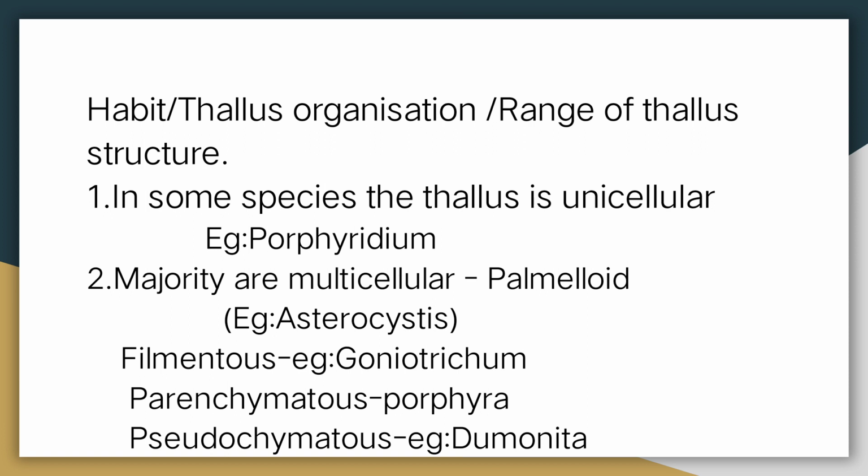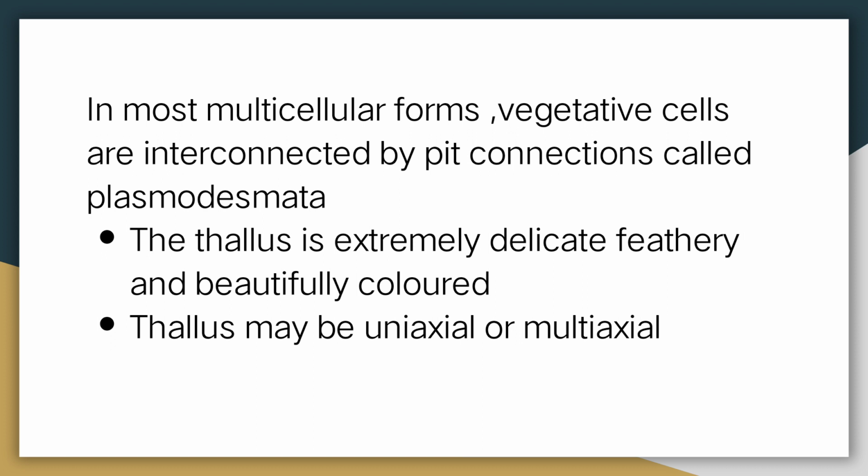Habitat: in some species the thallus is unicellular, and the majority are multicellular. Then filamentous, an example is Goniotrichum, and parenchymatous is Porphyra. Pseudoparenchymatous is Dumontia. In most multicellular forms, vegetative cells are interconnected by pit connections called plasmodesmata.